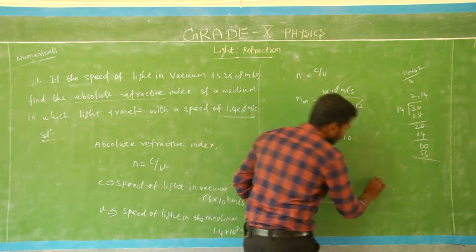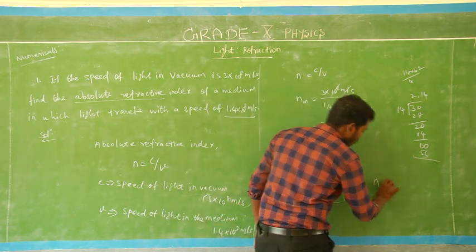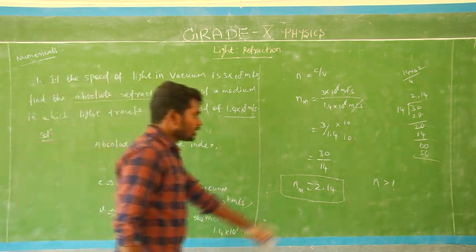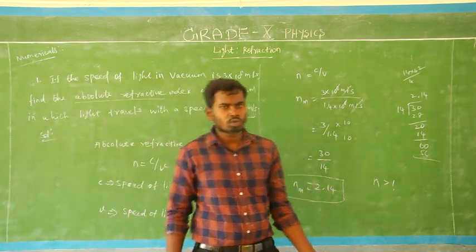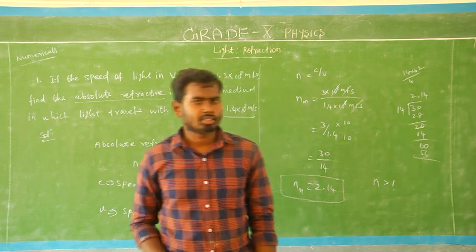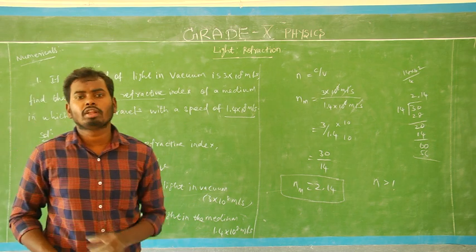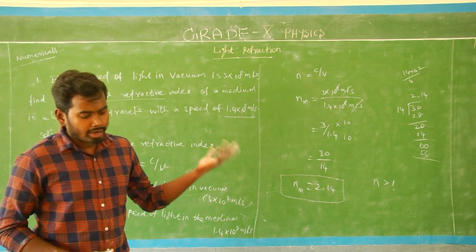Here the refractive index value is greater than 1. So if the refractive index value is greater than 1, it shows that light speed decreases, isn't it? So this is the first numerical, which is based on absolute refractive index. Very simple. Next one.